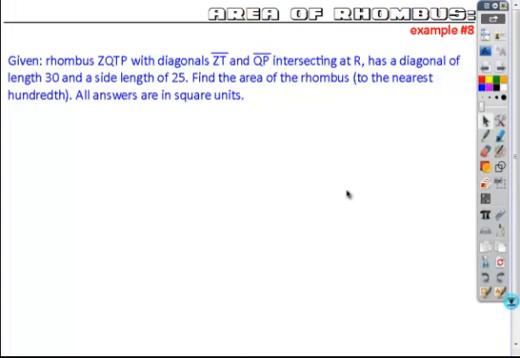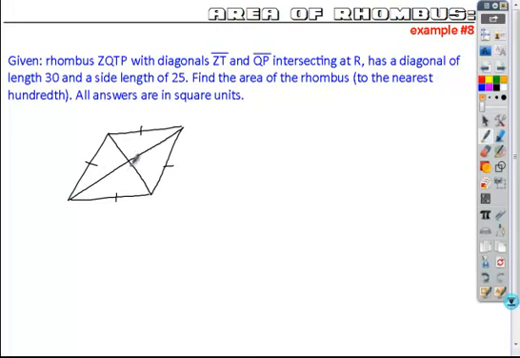Take a look at this problem here, and I'll go through a few different ways to approach it. All right, so first, if we start with rhombus ZQT, all the sides are the same length. They have diagonals that intersect at point R. And there's nothing that specifies any angle measures for anything, so I can just label Z, Q, T, and P. As long as they're in consecutive order, I'm good.